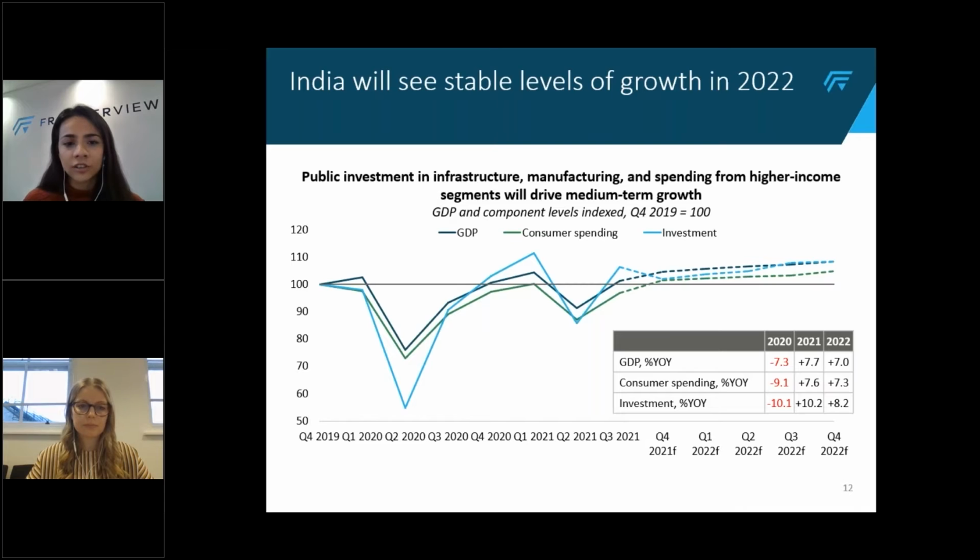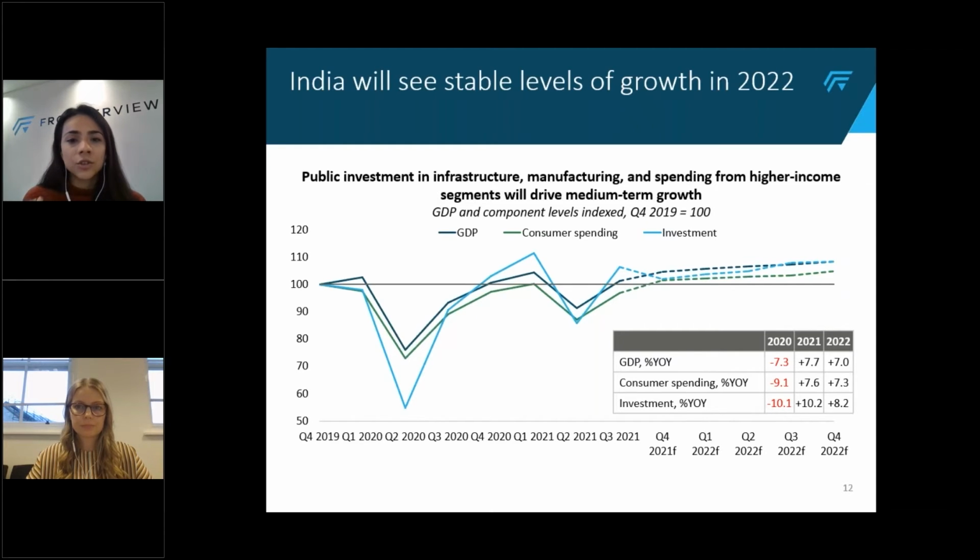So in order to remove a lot of that noise that we saw around extreme contractions followed by extreme expansions, what we've really done is we've indexed GDP and a lot of its different component levels to a level of 100 back in Q4 of 2019, where we assume that the overall economy was in a pre-pandemic normal phase. Moving from that, we have a lot of our historical quarterly growth rates that you can see in those solid lines on the chart there. And then moving into the end of 2021 and certainly into 2022, a lot of those dotted lines actually show our forward-looking forecasts. A few key things that I'd just like to point out here.